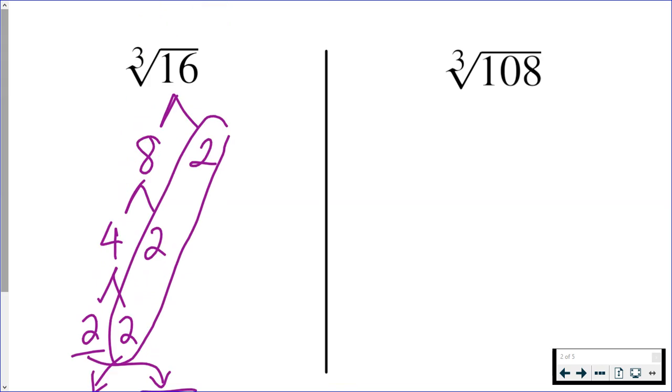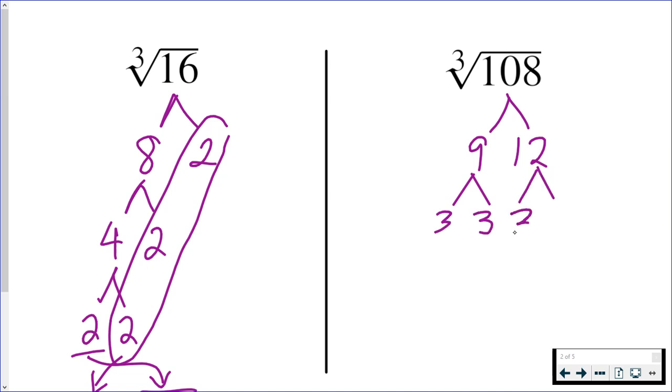We're going to do a similar thing with the second one. You can break this up multiple ways. I'm going to use 9 and 12. And then you just keep breaking it down from there. I can't break down 3, I can't break down 2. So at the ends of my branches, I've got 3 3's and 2 2's. We're looking for 3 of a kind again.